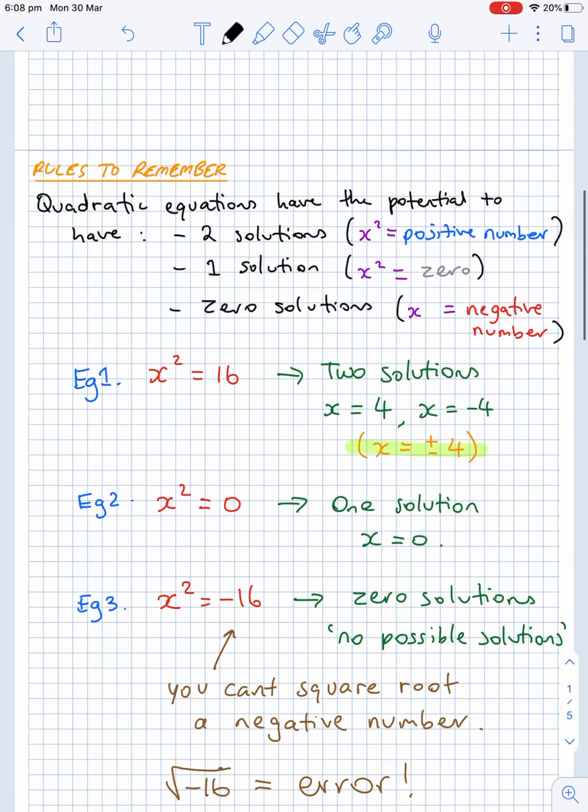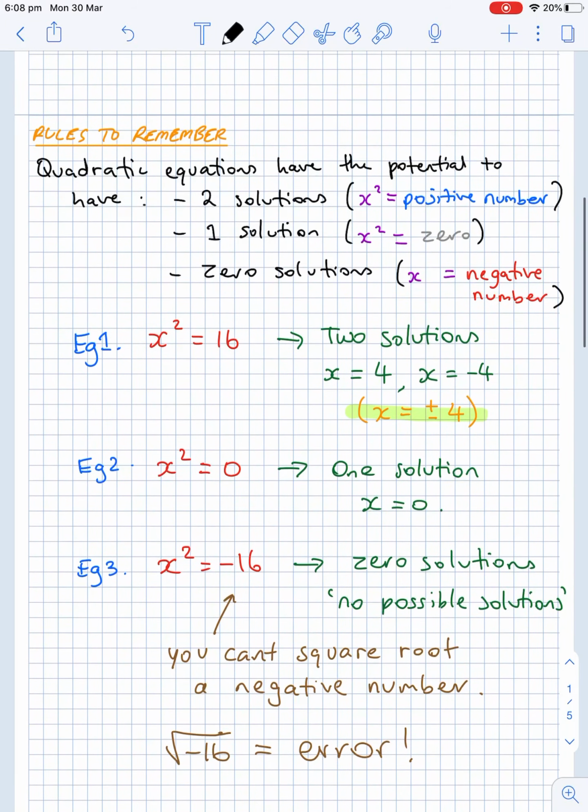Okay, so let's go through a few rules to remember. With these quadratic equations where you've got this x squared appearing, these equations have the potential to have either two solutions, one solution, or zero solutions. It's a little bit confusing because you can have a different number of solutions for these quadratics. It's a maximum of 2, but it could also have 1 or 0.